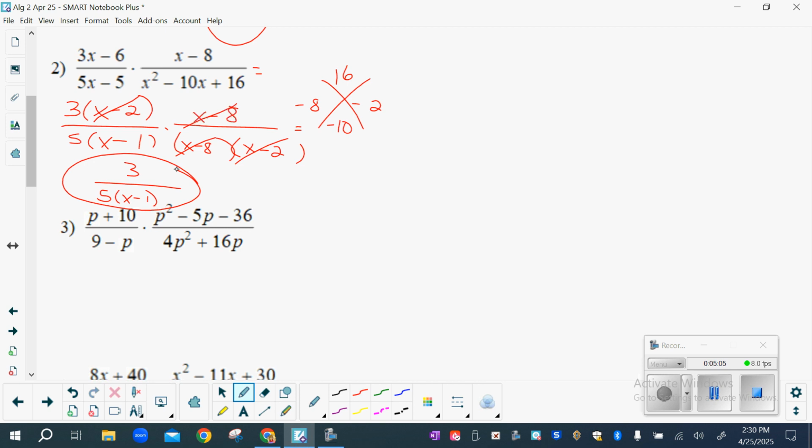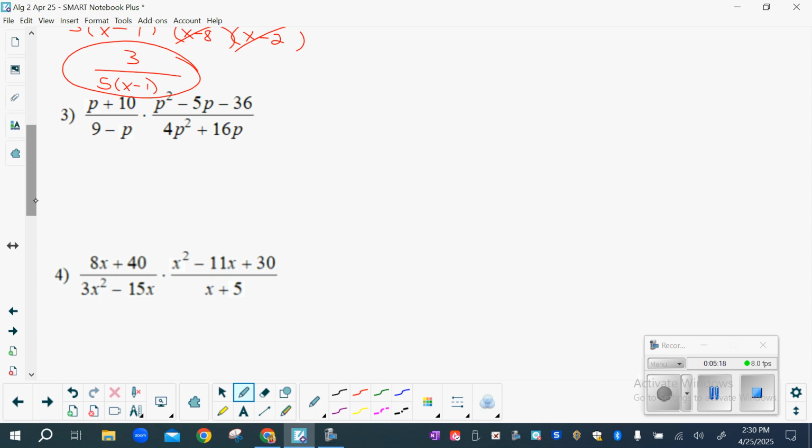Okay, problem number 3. Let's see. This group here. Tell me how we would factor on number 3. So, good question. Can we cancel with these here? It's not multiplication, so we can't. I'm glad you brought that up because I'm getting a lot of people wanting to do that today. So we keep that the same, the p plus 10, and then I'm going to do something with the 9 minus p in a minute.